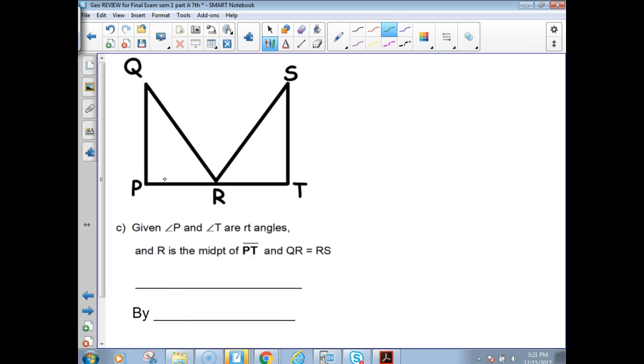Given angles P and T are right angles, I'm going to mark them on the picture. And R is the midpoint of PT, which means PT is cut in half. And QR is congruent to RS. These triangles, PQR or QPR, I don't know how you wanted to write it, but let's do it. Somebody want to tell me how to start it?